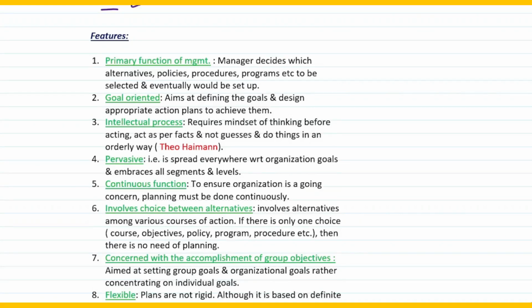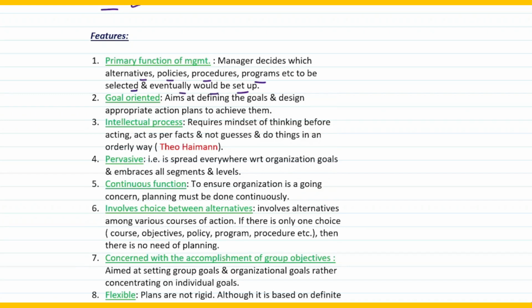The manager decides which alternatives, policies, procedures, programs, etc. are to be selected and eventually would be set up, right? So basically you need to determine what are the various alternatives, policies, procedures or programs that you need to select, and eventually you need to take steps to set that up.